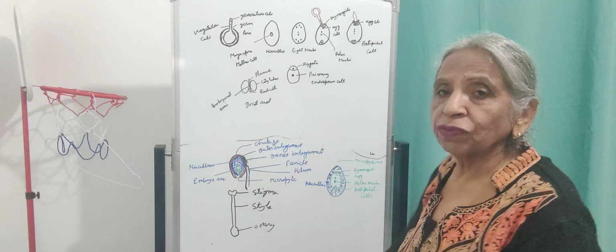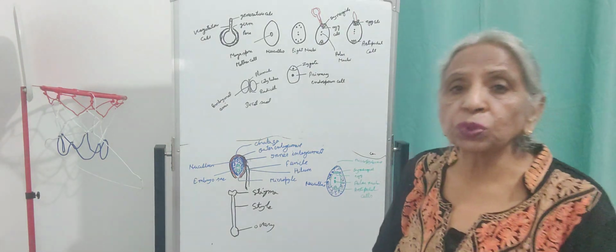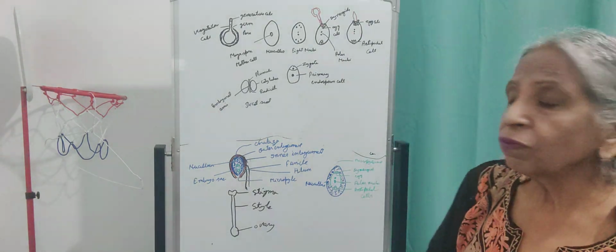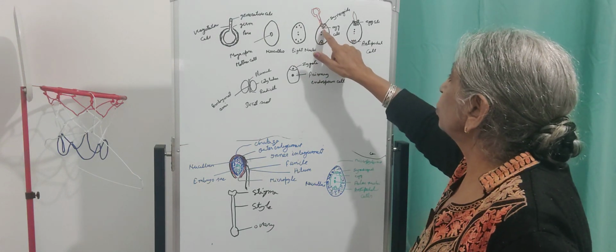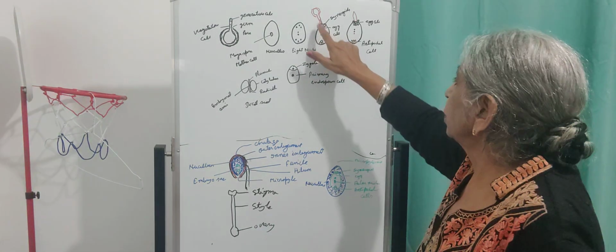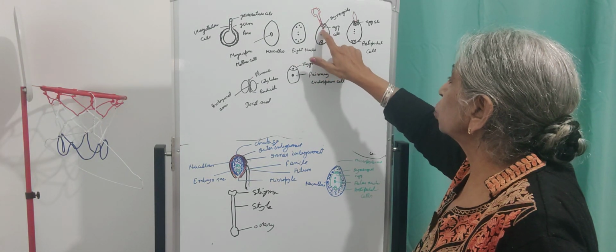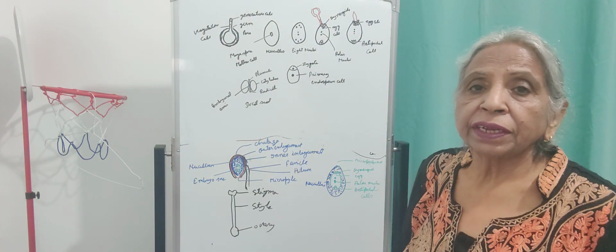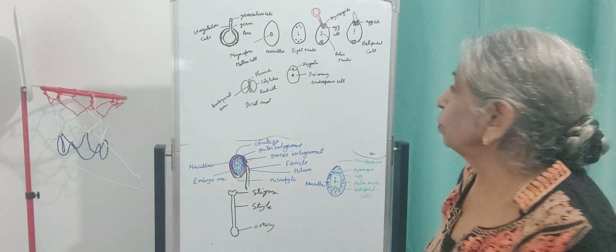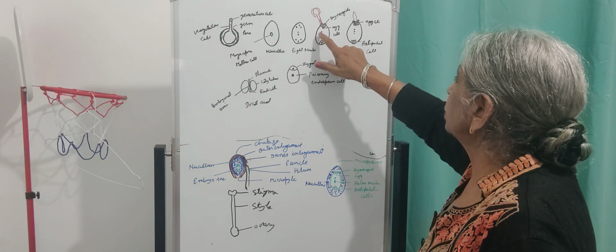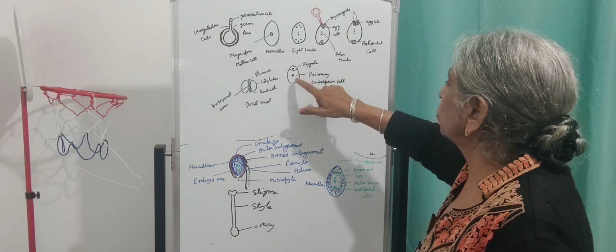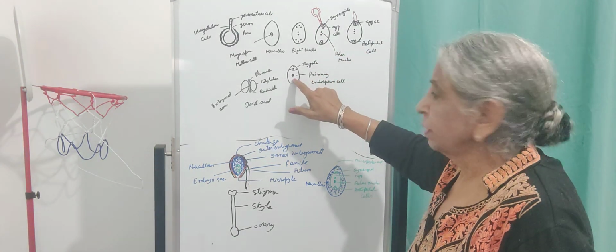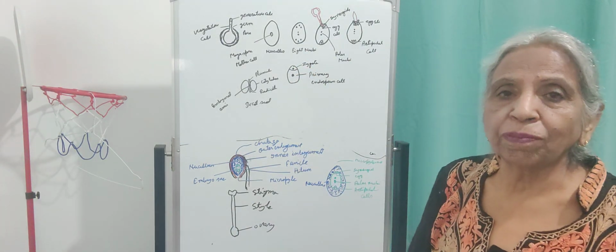Here the pollen tube's generative cell divides into two. Two gametes are formed. One gamete will fuse with the egg and the zygote will form. Another gamete will fuse with two polar nuclei. Then the primary endosperm nucleus is formed. This primary endosperm nucleus is triploid and the zygote is diploid.